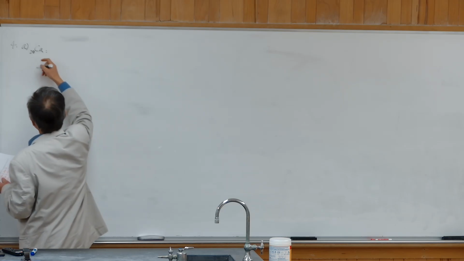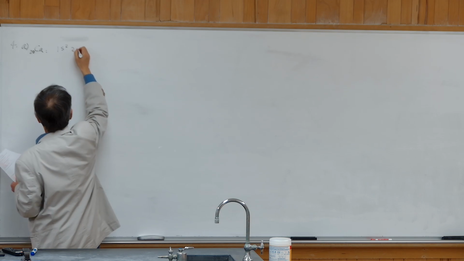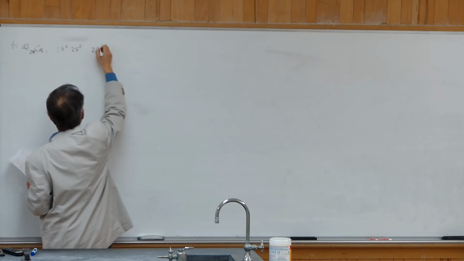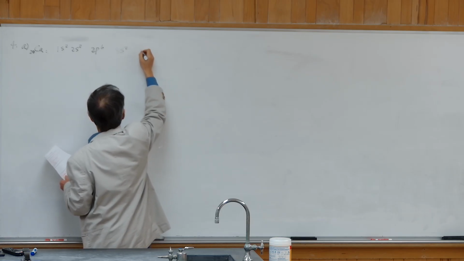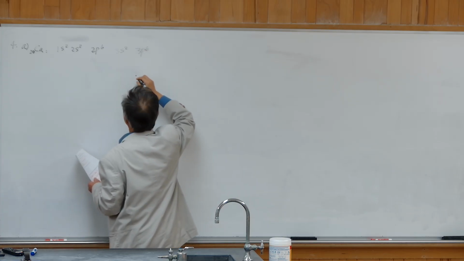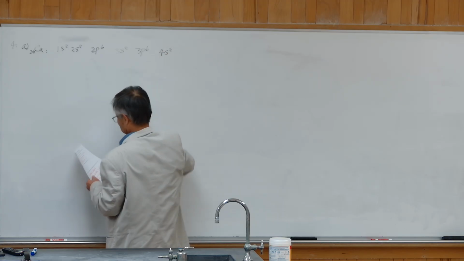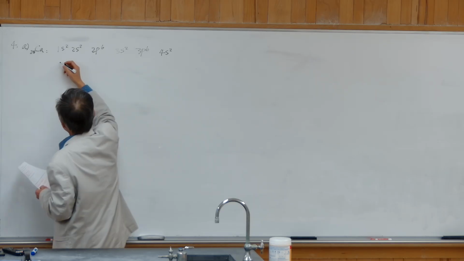Now, according to this chart, we can write electron configuration for any element. So 20 electrons. So first, for sure, is 1s2, then 2s2, then 2p6, then 3s2, 3p6. Only 2 left, so 4s2. Total 20 electrons.